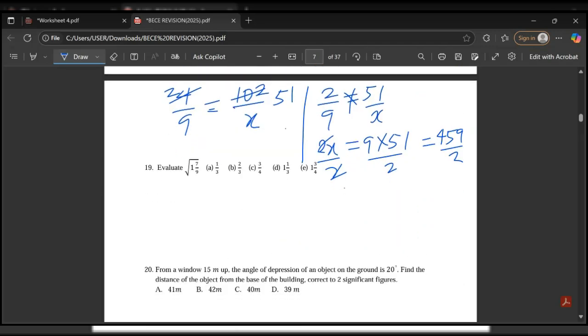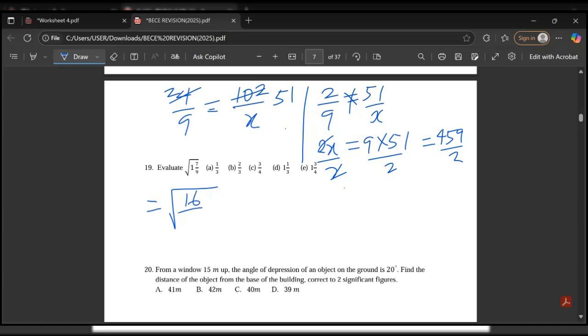Question 19 asks us to evaluate the square root of 1 whole number 7 over 9. So you'll be wondering how you're going to find the square root of 1 and 7 over 9. It's very easy. Once you have it this way, what you are expected to do is change the mixed fraction to an improper fraction. So you say 1 times 9, which is 9. 9 plus 7 gives 16. That would be 16 over 9.